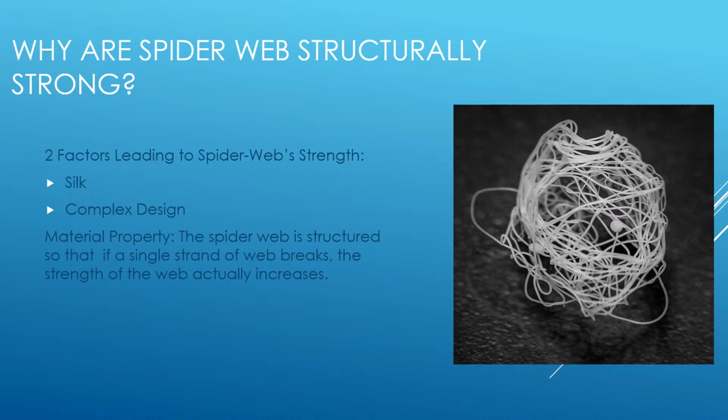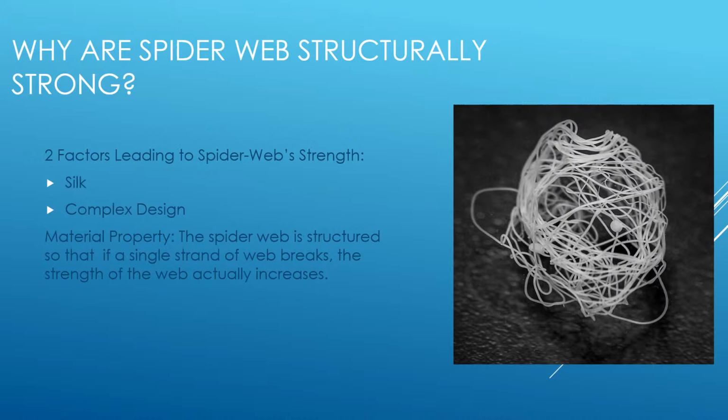So why are spider webs structurally strong? There are two factors that contribute to the strength of the spider web. First is the silk. Spider silk is said to be 5 times stronger than steel. And spider webs can react differently to different types of forces. For example, if a light wind blows on the spider web, the spider silk will soften and become more flexible.